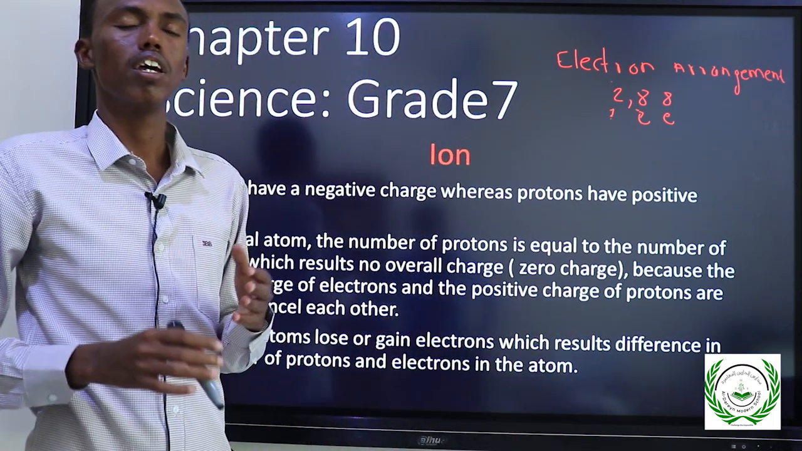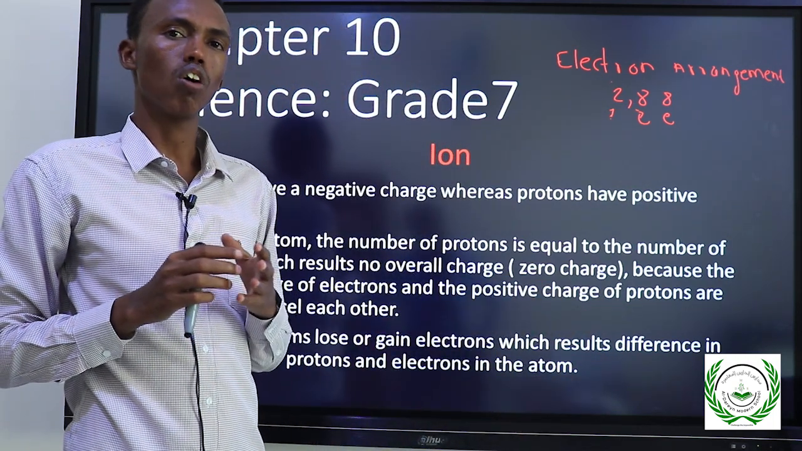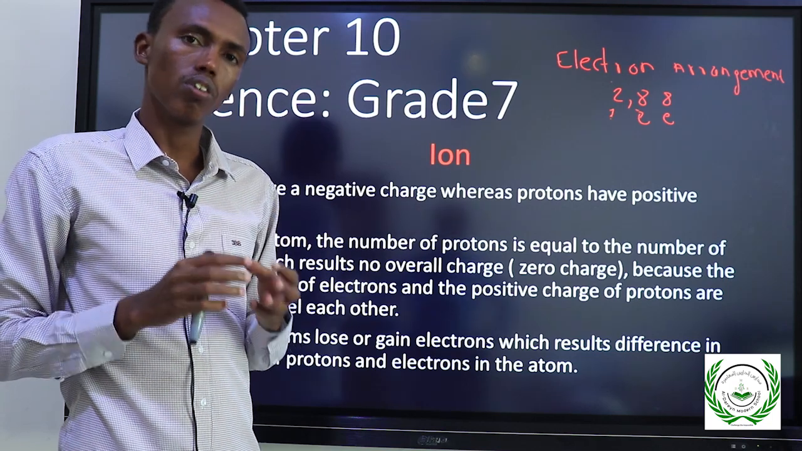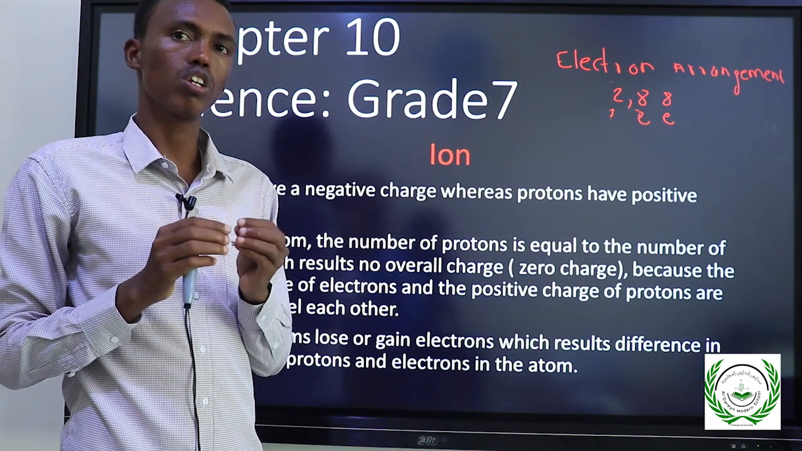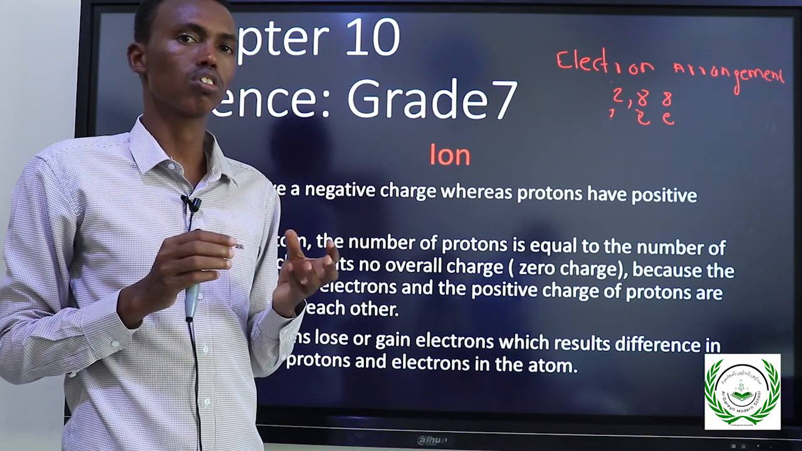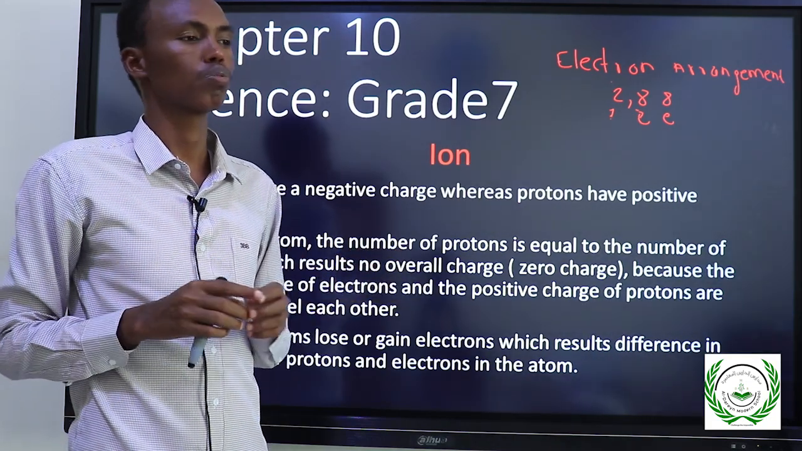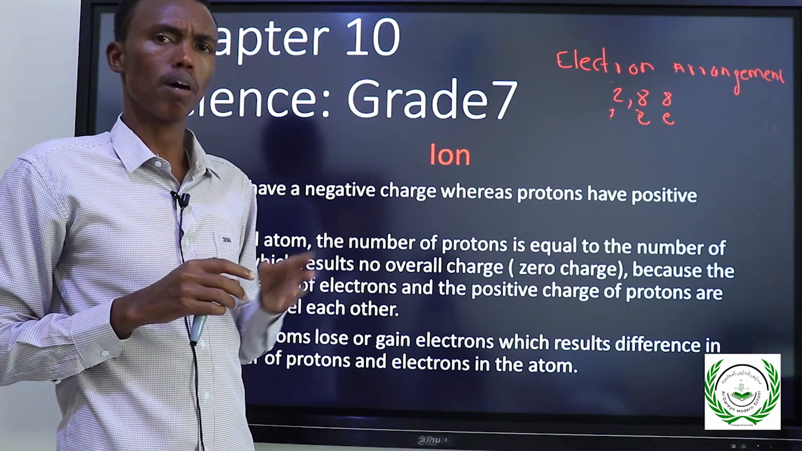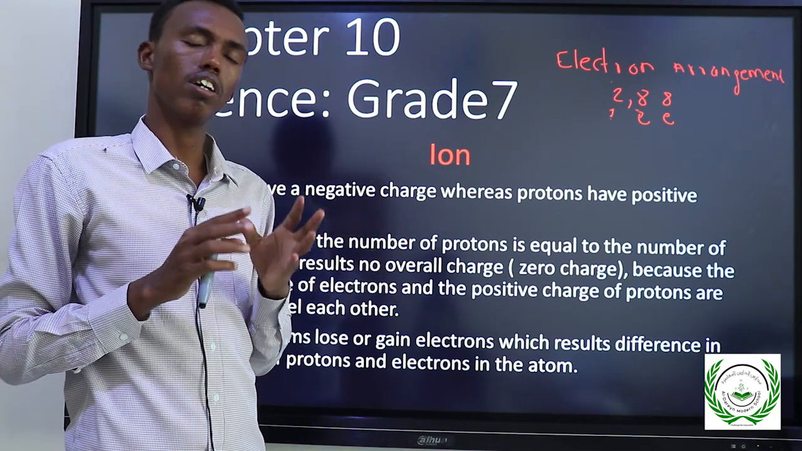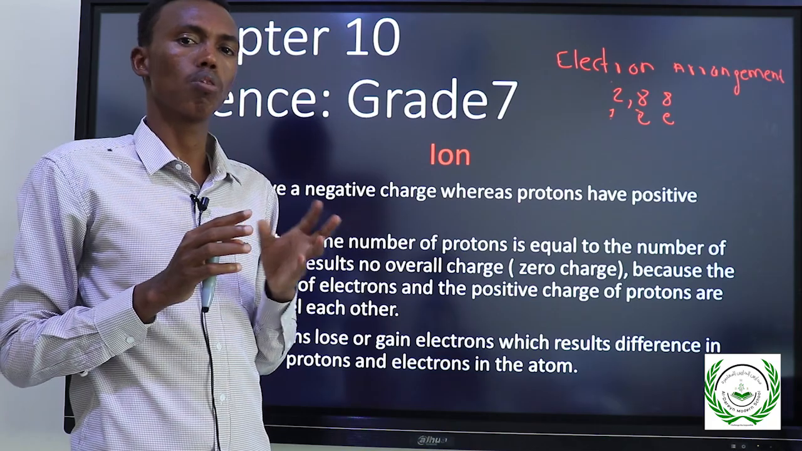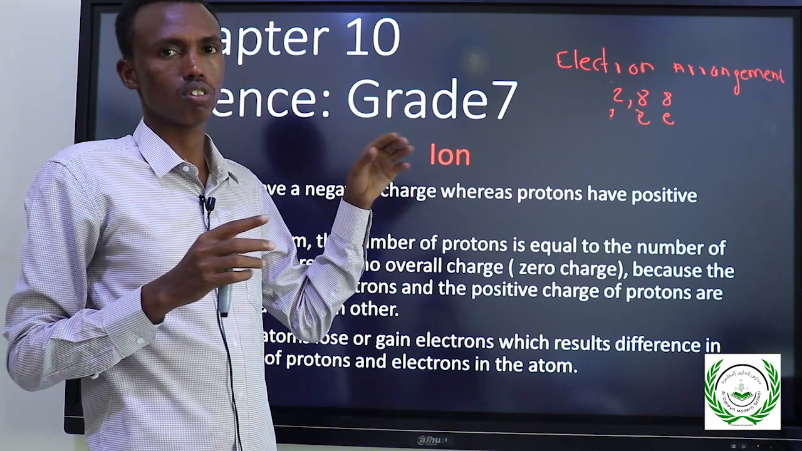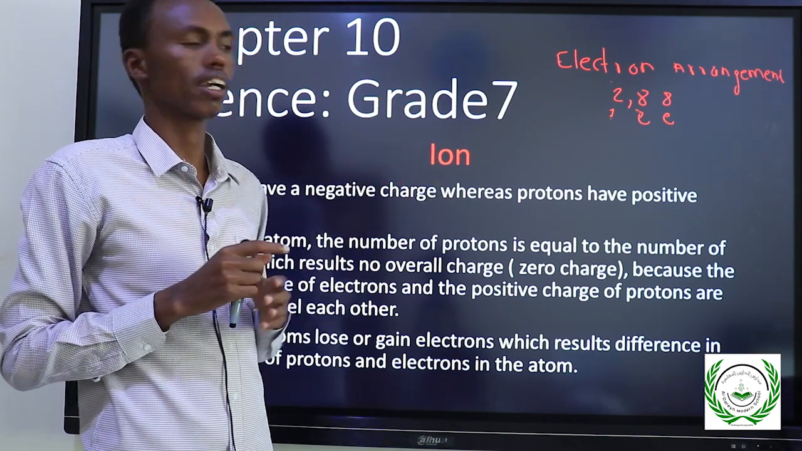That means the first shell can only hold only 2 electrons, not more than 2 electrons. Okay, but less than it can have 1 electron. The second shell can occupy only 8 electrons, not 9 or 10.